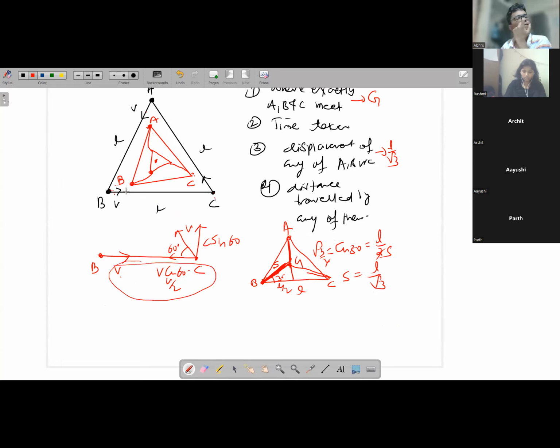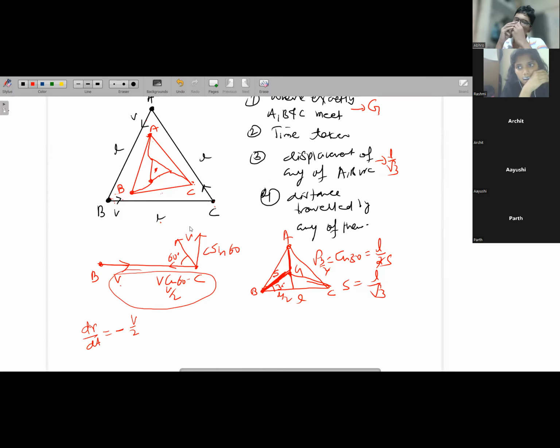Now you can see that initially the separation was L, and finally when they meet, the separation will be 0. Here the separation will be less than L and more than 0. So the separation keeps on decreasing, right? So what would be the velocity of approach? That is V by 2. This is the velocity of approach, and the rate of separation, dr by dt, is negative. Let's say at any moment the distance between them is r. So dr by dt must be negative because the separation is decreasing.